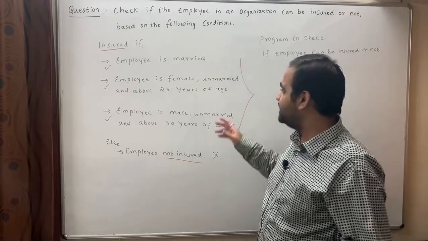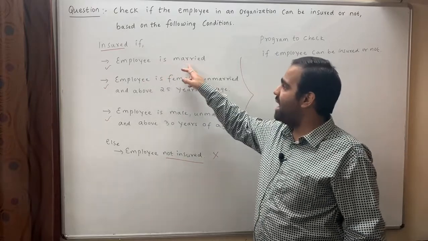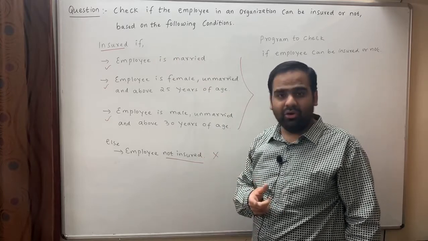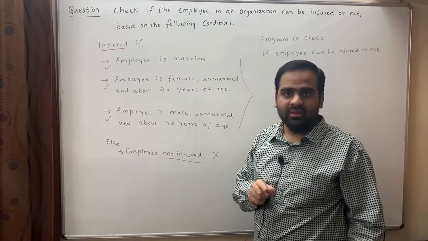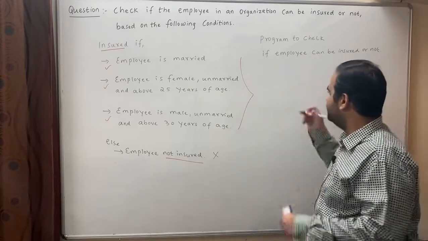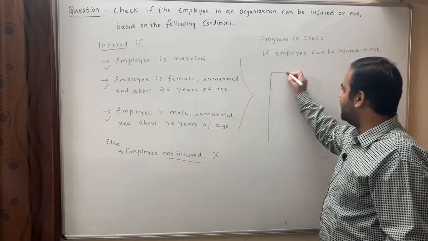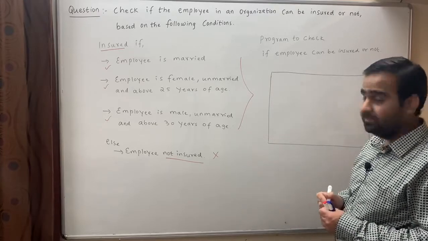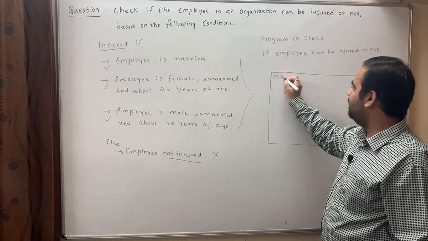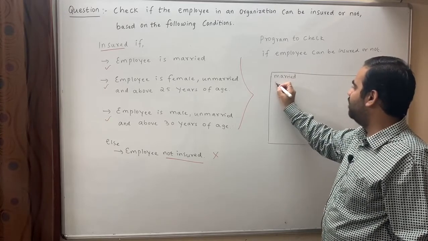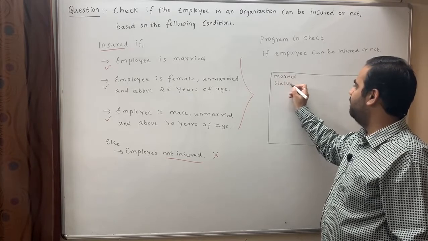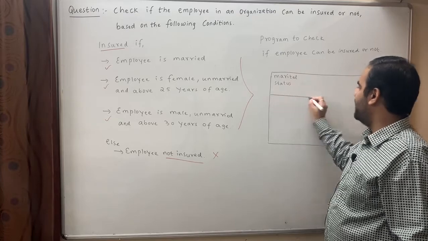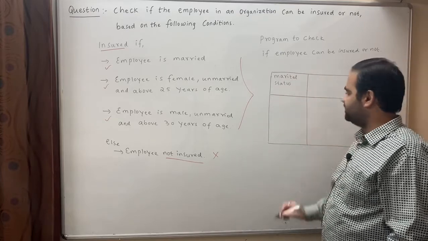Now check these statements. Employee is married, then the employee is insured. That means you need to know the marital status of the employee. That is the first input that we want to know. Therefore, let me write the input in the form of a table so that we understand in greater detail. What is the first thing? We want to know the marital status of the employee. Therefore, I write here marital status of the employee. This is the first thing that I want to know.